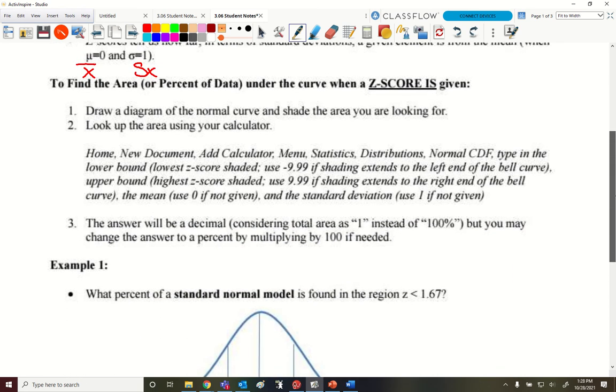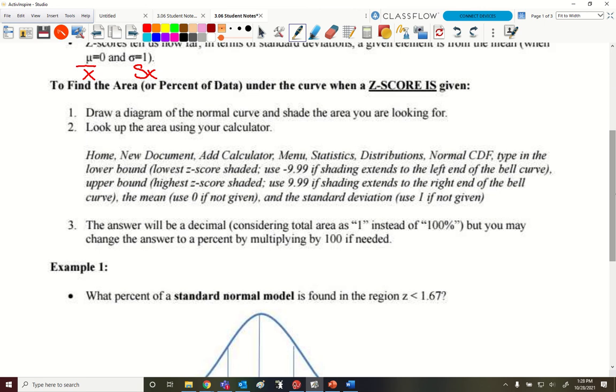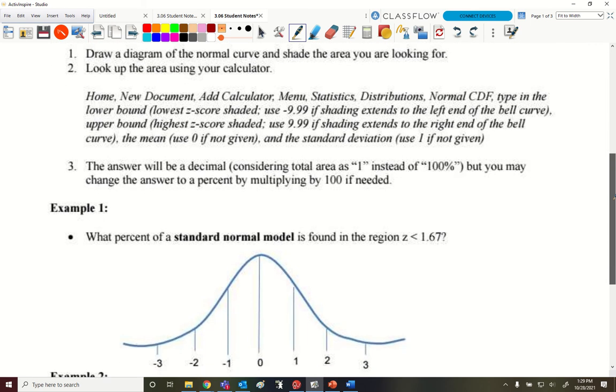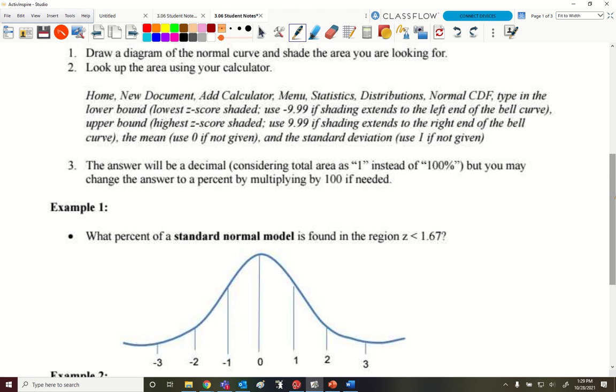It says to find the area or percent of data under the curve when the z-score is given. We have it here. This is everything you need, all steps. So if you're one of those people who like underlining, highlighting, all that good stuff, there's highlighters in the back, because this is step by step, super important. You could go through and do everything just by reading this. You can get an A on all this right here. So we're going to do example 1 given these instructions.